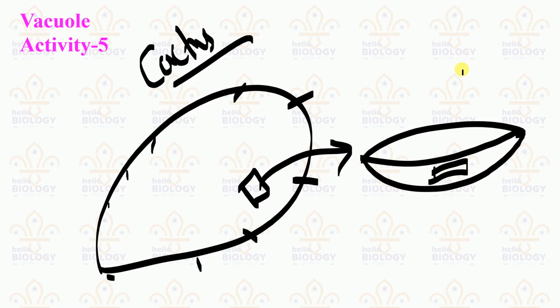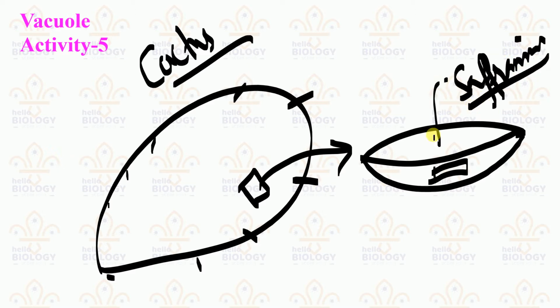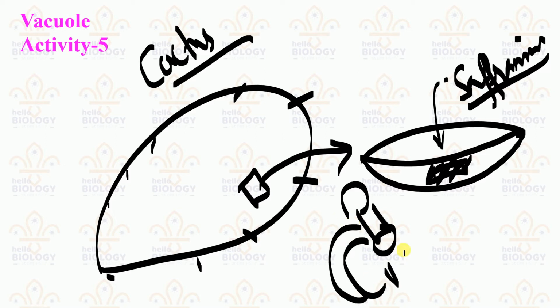After that a solution will be added, orange in color. It is called safranin. In the ninth class textbook it is clearly given about safranin. That is the solution we add here, which will give color to this. After that we need to observe it under the microscope, and after observing we can see the vacuoles in the cells.